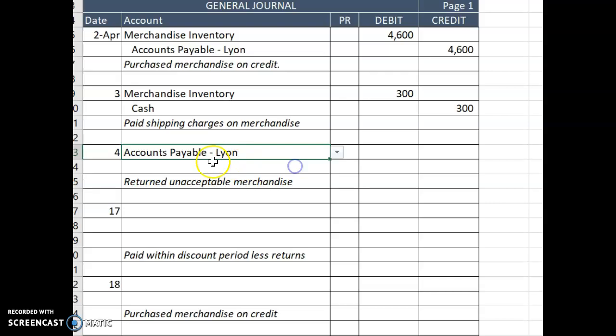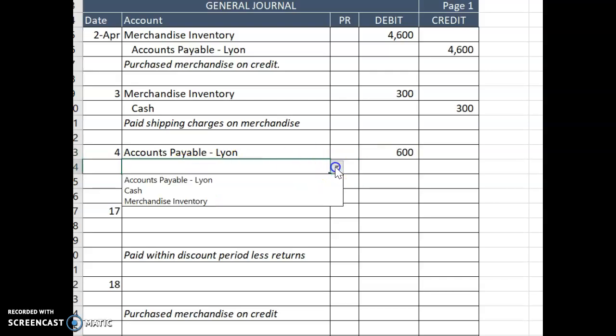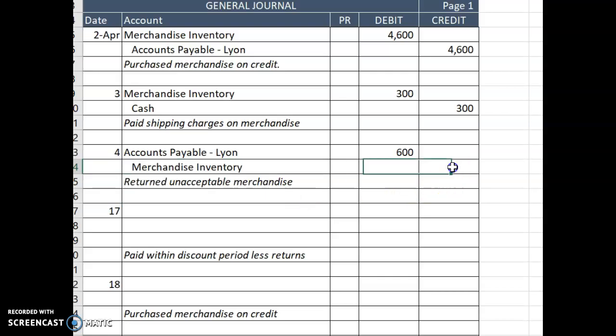We're going to debit that accounts payable for 400, right? 600, excuse me. We returned the merchandise. We no longer have it. So we're going to credit merchandise inventory for $600.